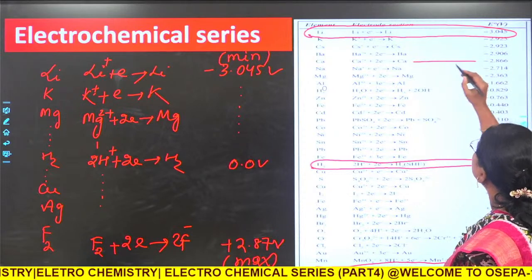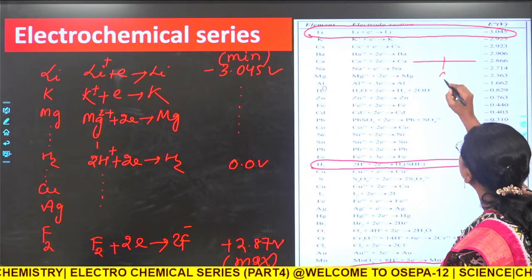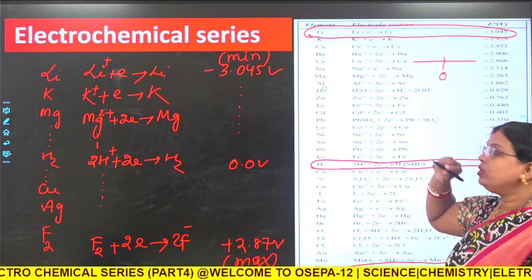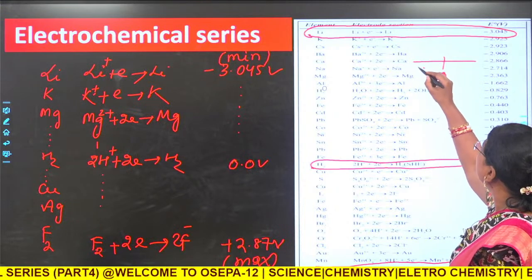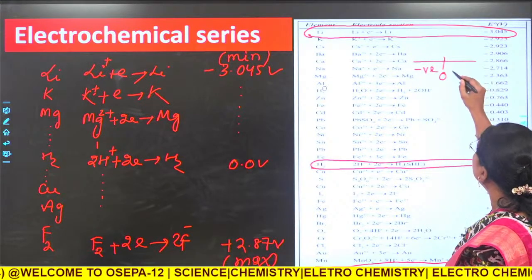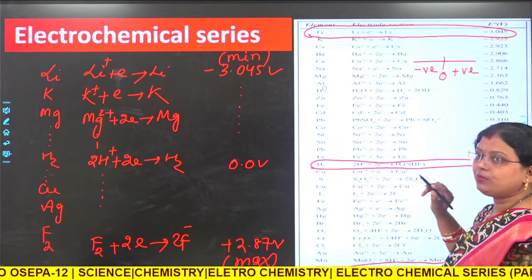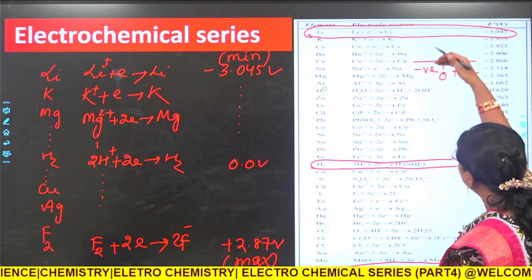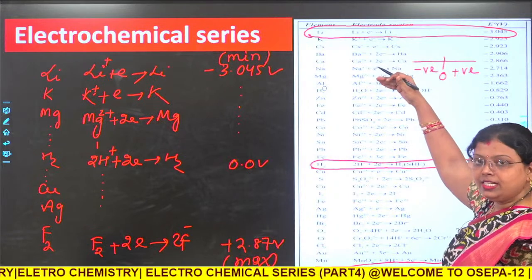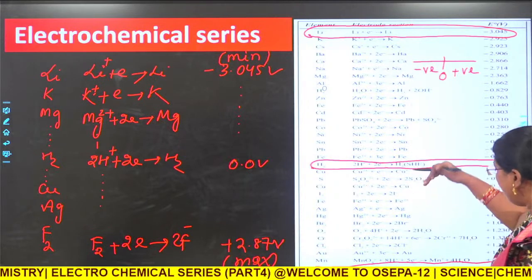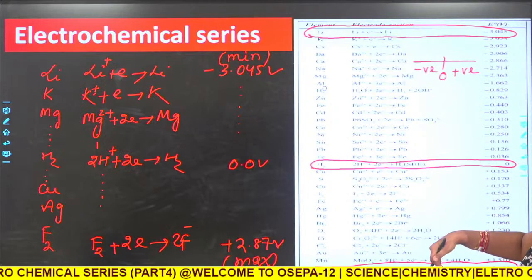You have studied the number line: in the middle there is 0, before that the negative values, then after 0 the positive values, just like this. Negative values are placed above hydrogen, positive values are below hydrogen. Okay.